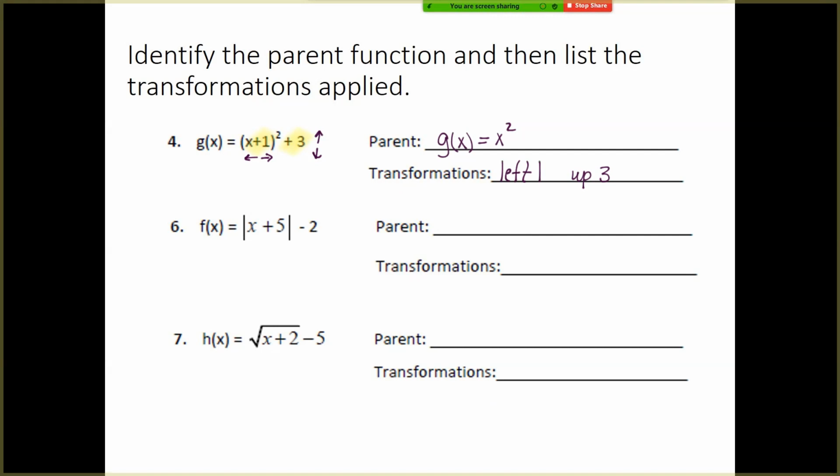Take a minute and see if you can do question number 6. It again has 2 transformations. So identify your parent function, take the 5 and the 2 out, and you're left with your parent function. And then tell me what that 5 and 2 does.